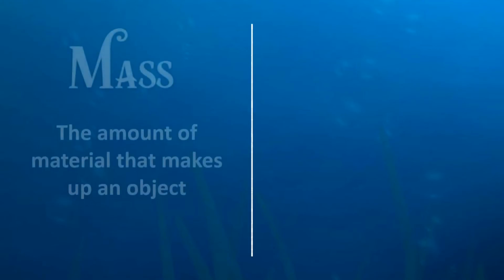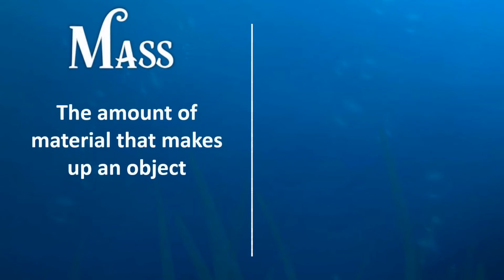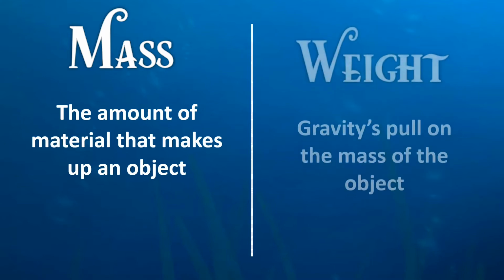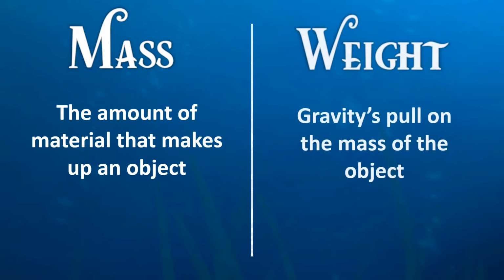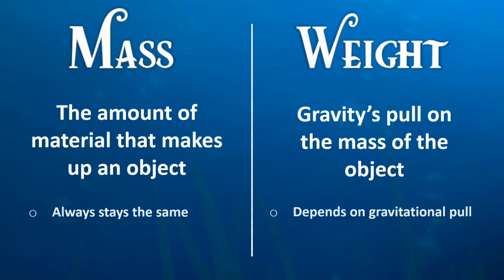So what's the difference between mass and weight? Aren't they the same thing? Well, no. Mass is the amount of material that makes up an object, while weight is how much gravity pulls down on the mass of an object. Mass will always stay the same, while weight will depend on the gravitational pull.